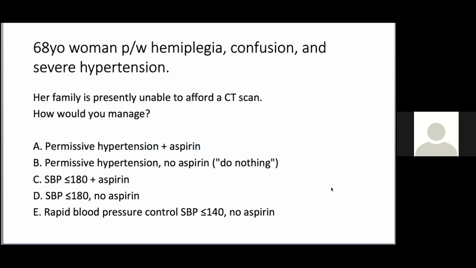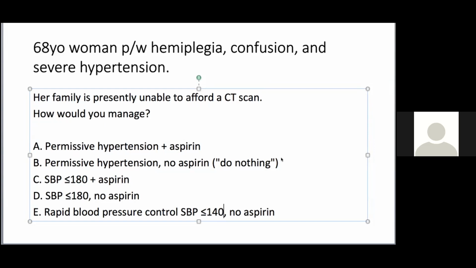The next most common answer was D, which I think is a split-the-difference approach. It's withholding aspirin because we're worried that this could be a hemorrhagic stroke and we don't want to increase bleeding, but also trying to control blood pressure somewhat. So this is splitting the difference between the aggressive blood pressure control that you might do for a hemorrhagic stroke and the permissive hypertension that you might do for an ischemic stroke. And there were some answers for other split-the-difference approaches as well.